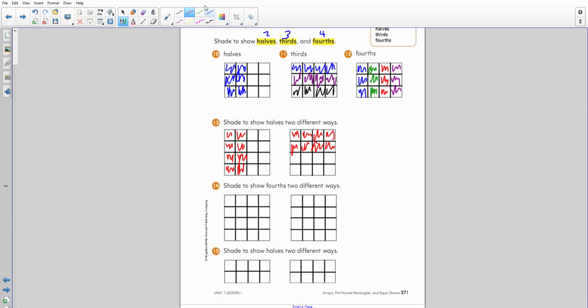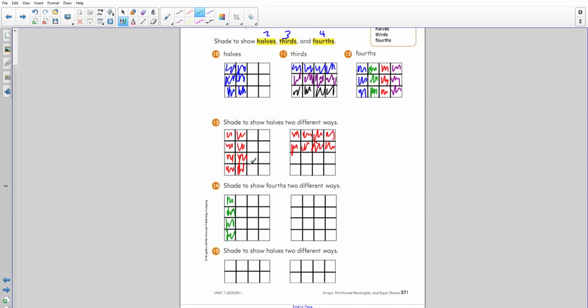All right, well, I'm going to switch colors. Please switch to a different color yourself. You use this color for both of these in number 14. We're going to shade to show fourths 2 different ways. Fourths? Yeah, fourths. All right, let's see. I'll go with a column. So I have one part that's green.